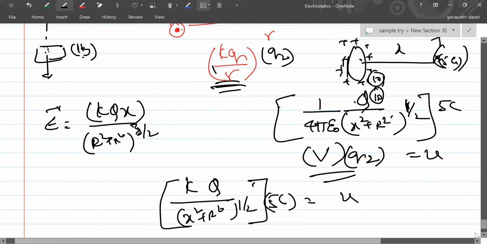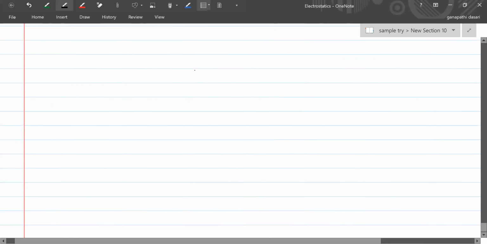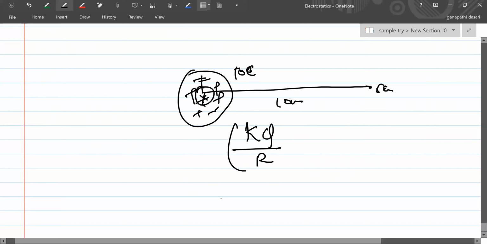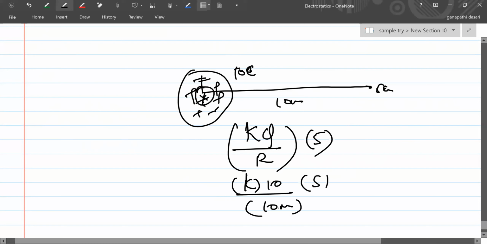Like that, if someone asks you, a solid sphere is there, it is having a charge of 10 coulombs. Now another 5 coulomb charge is there, at a distance of 10 meters from the center. Then you can assume 10 coulombs at the center because it is an outside point. The potential is kq by r, into this charge of 5 coulombs. So k into 10 coulombs by r, which is 10 meters, into 5.